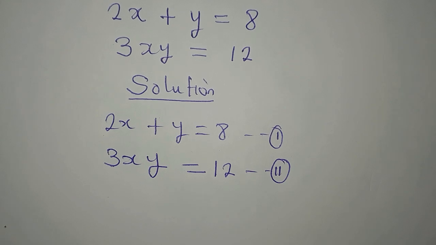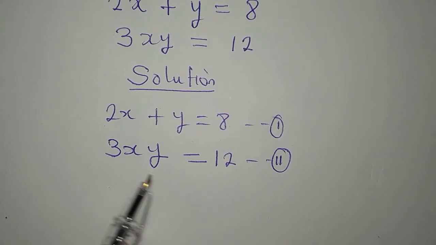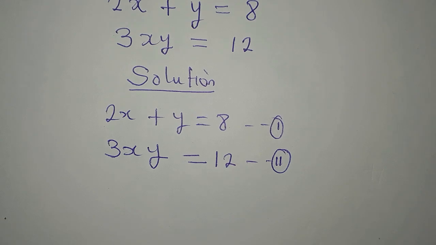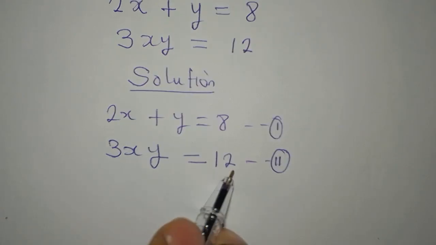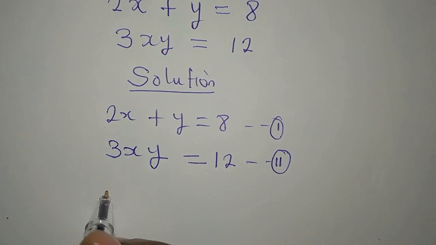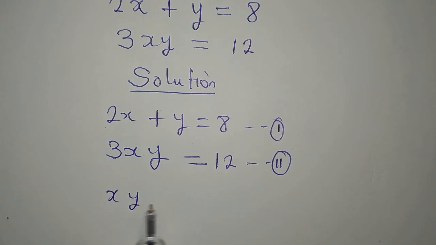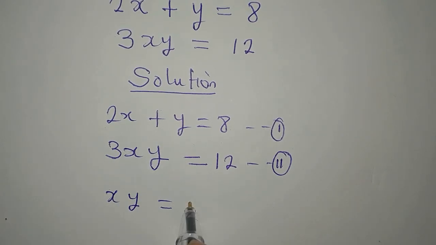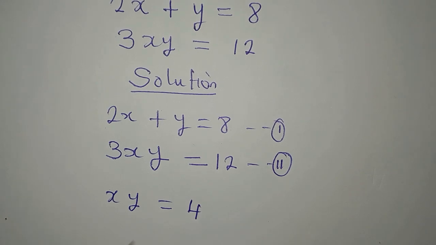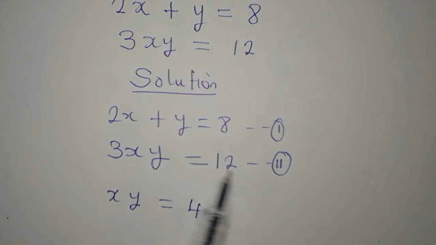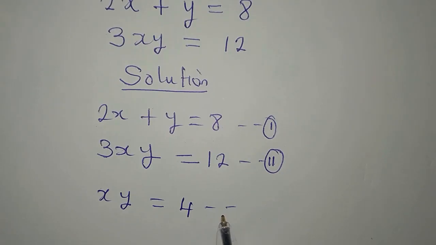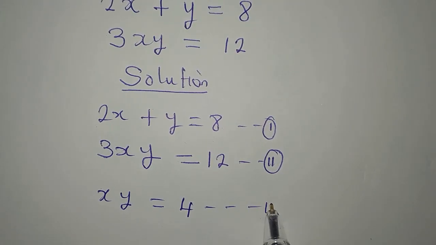But from this equation 2, we can reduce this equation as we divide both sides by 3. So we have xy equal to 12 divided by 3, which is 4. So this equation 2 is the same as this equation. In fact, we can still call this our equation 2.